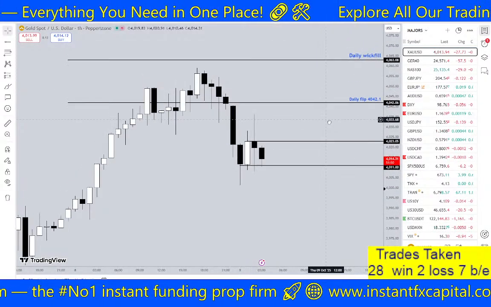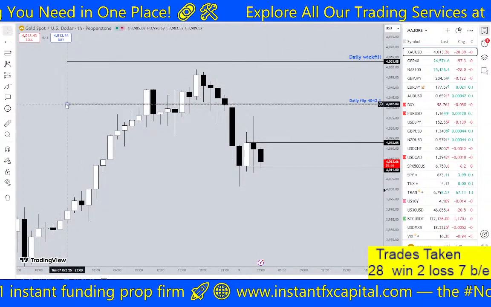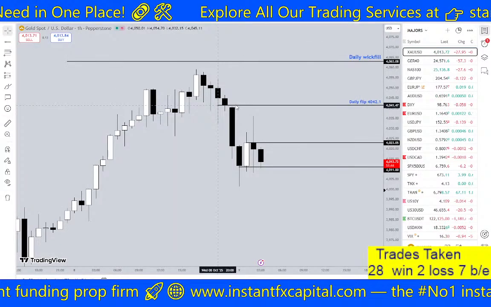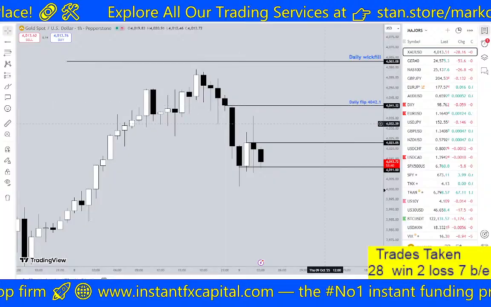Now I'm going to leave the daily flip in because that's going to be our 40.42, so that's going to be basically above this candle high here.